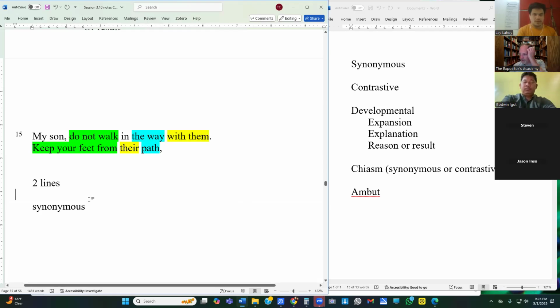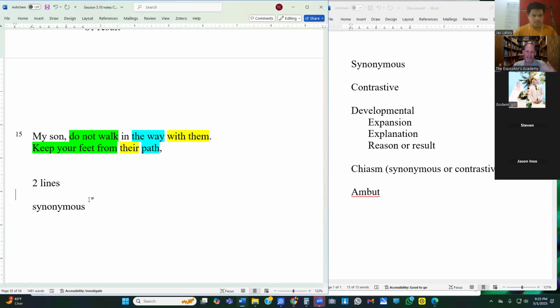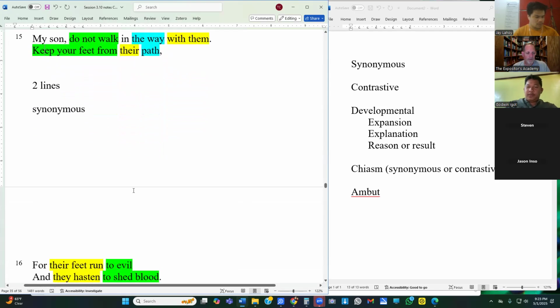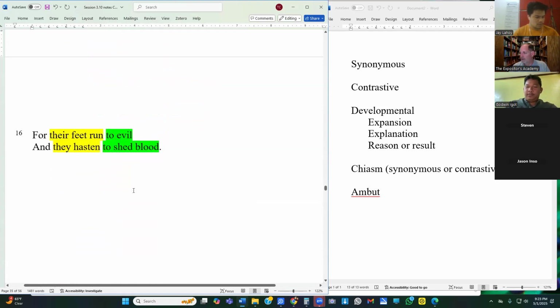All right. Questions on that, anybody? What we do is try to look for connections, and if we see synonyms in both lines, and if it seems like it's saying the same thing, then it's likely synonymous. The second line is not adding information to the first one. It's not contrasting. I think it's just saying something very similar to the first, so it's synonymous. All right, thank you, Jay. Jason, you get the last one.